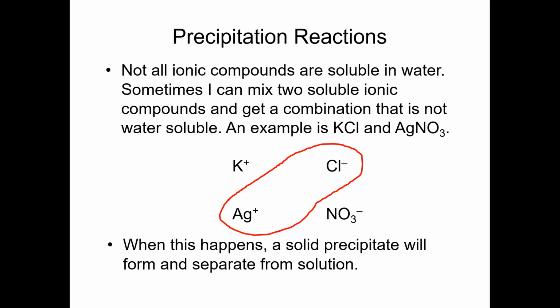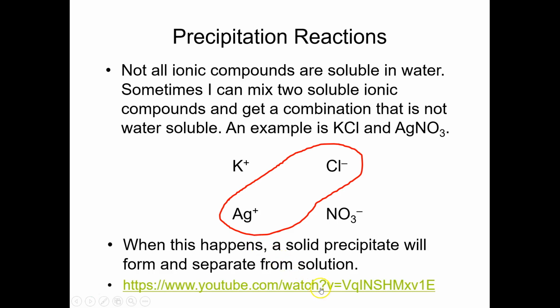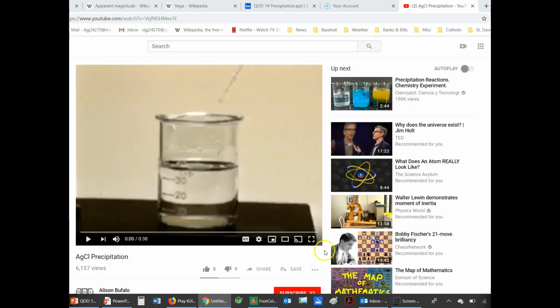We think about rain or snow as being precipitation. That's because it's falling from clouds in the sky. And if a solid suddenly just emerges and falls from a solution, we call that a solid precipitate. And so when we mix potassium chloride and silver nitrate, this solid precipitate of silver chloride will separate from the solution and just crash to the bottom. And so we can actually take a look at an example of this.